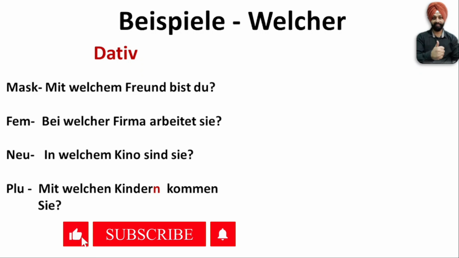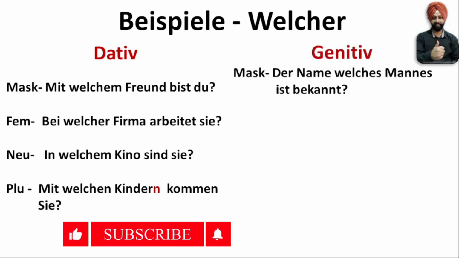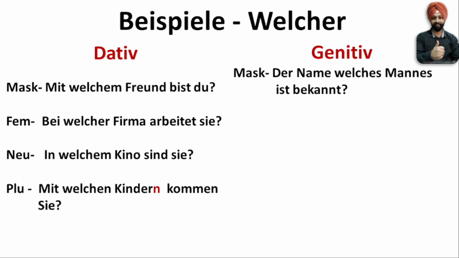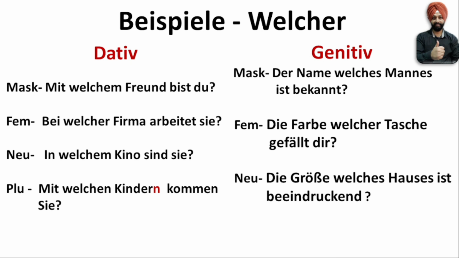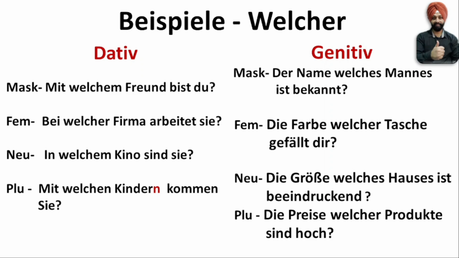and I have used here pure dative prepositions. Now we see the genitive case one by one, all the examples gender-wise. Masculine: Der Name welches Mannes ist bekannt. Feminine: Die Farbe welcher Tasche gefällt dir. Neutral oder Neutrum: Die Größe welches Hauses ist beeindruckend. And in plural, the last one: Die Preise welcher Produkte sind hoch.